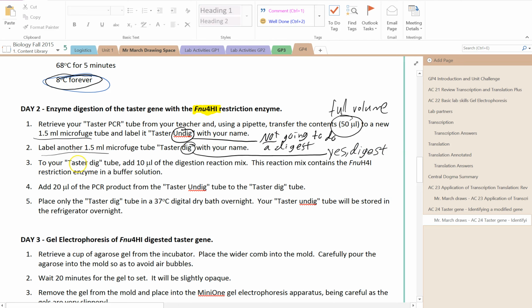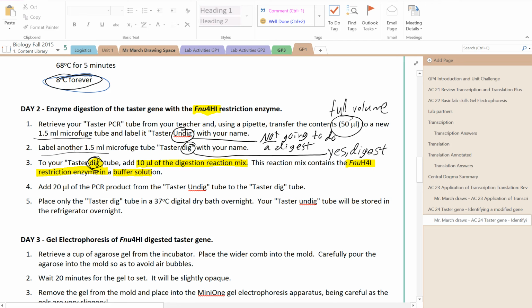So to the digested tube, remember this is the one that's going to get the enzyme eventually, we're going to add 10 microliters of our digestion reaction mix. This contains a buffer solution, just like all of our other solutions, and it also contains the restriction enzyme, the FNU-H41 restriction enzyme. We are only going to add that to the digest tube. That's the only one that's going to get the enzyme.